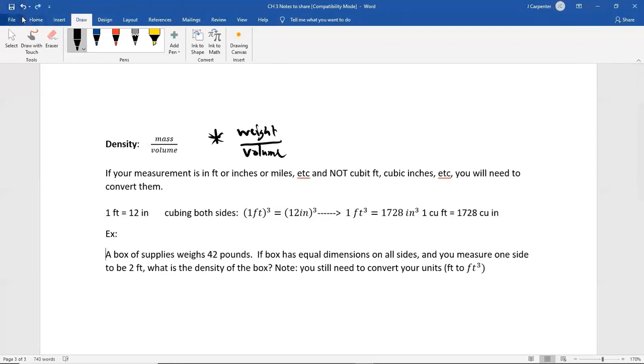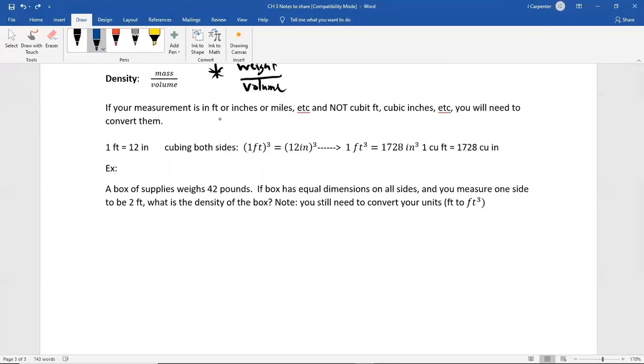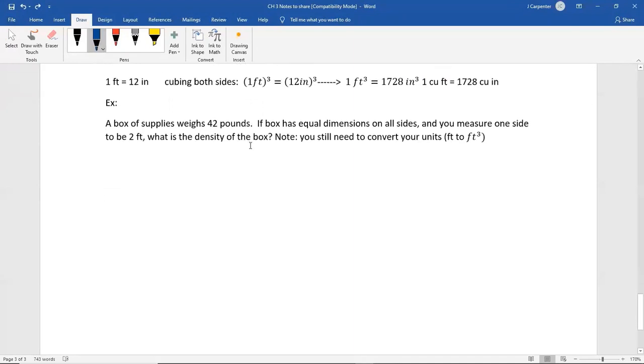So let's get to the example. A box of supplies weighs 42 pounds. So we've got some box, and hold on, that pen's being weird. We got some box, leave a little space for the actual problem. Here's our box.